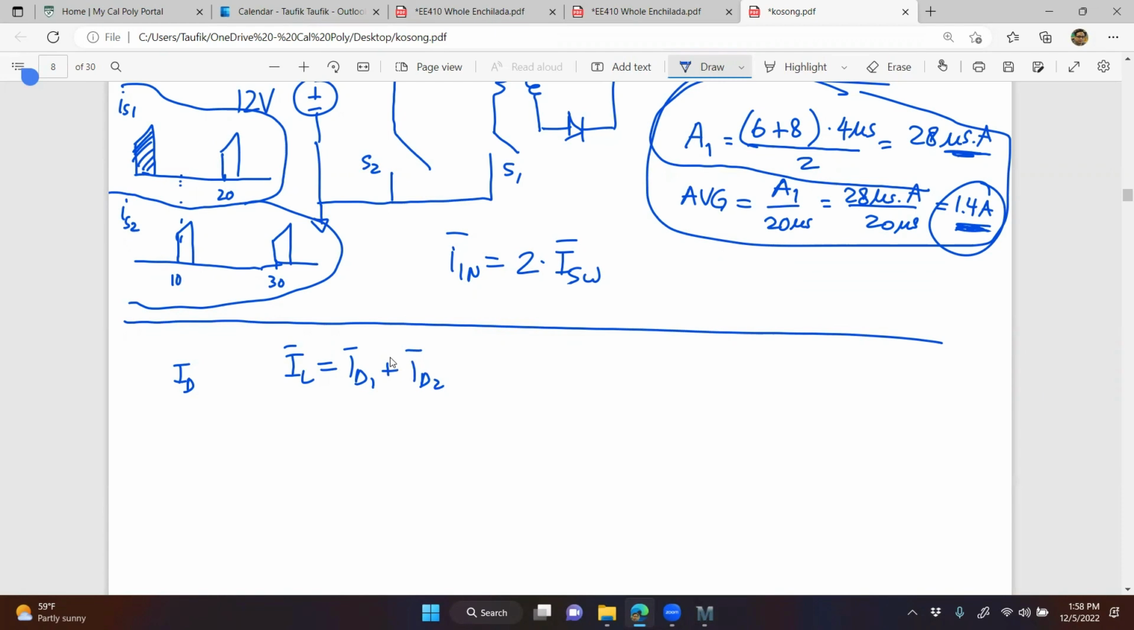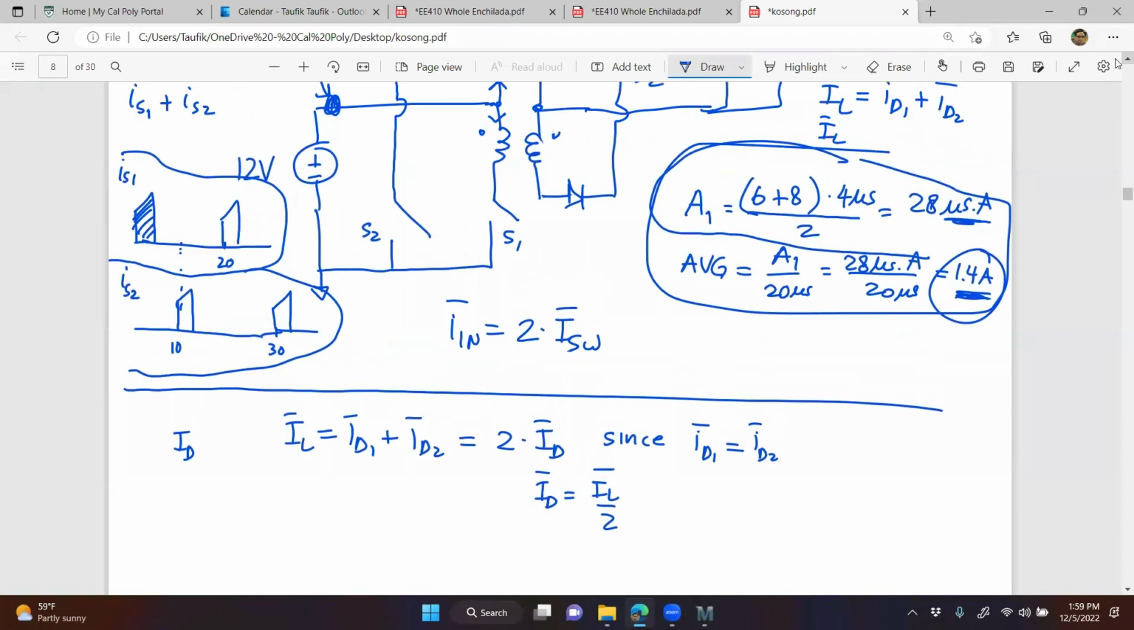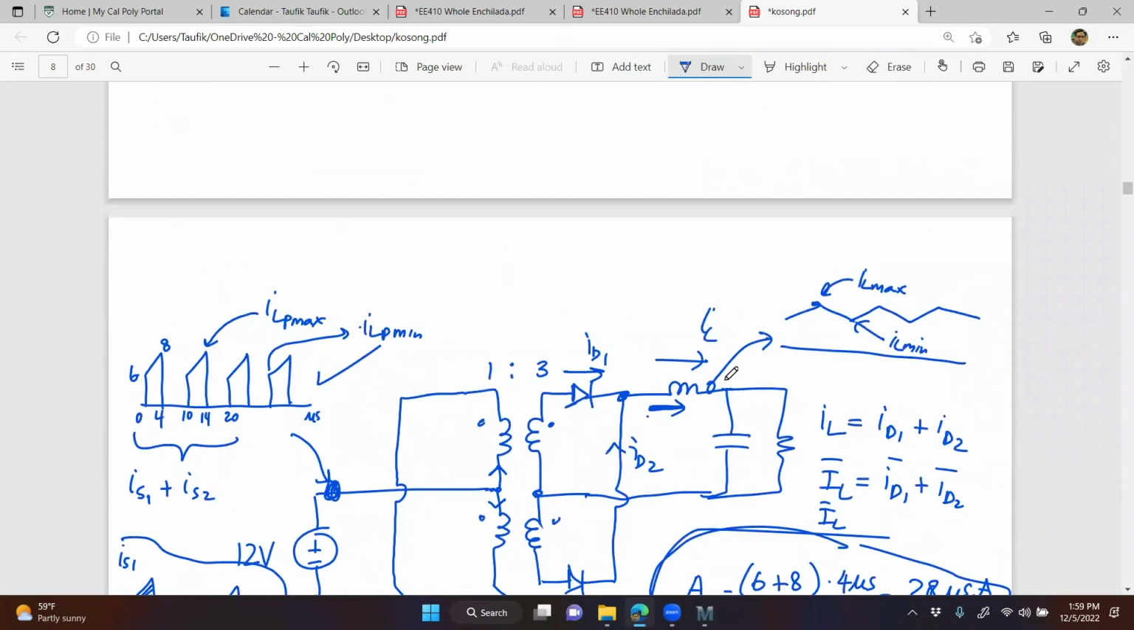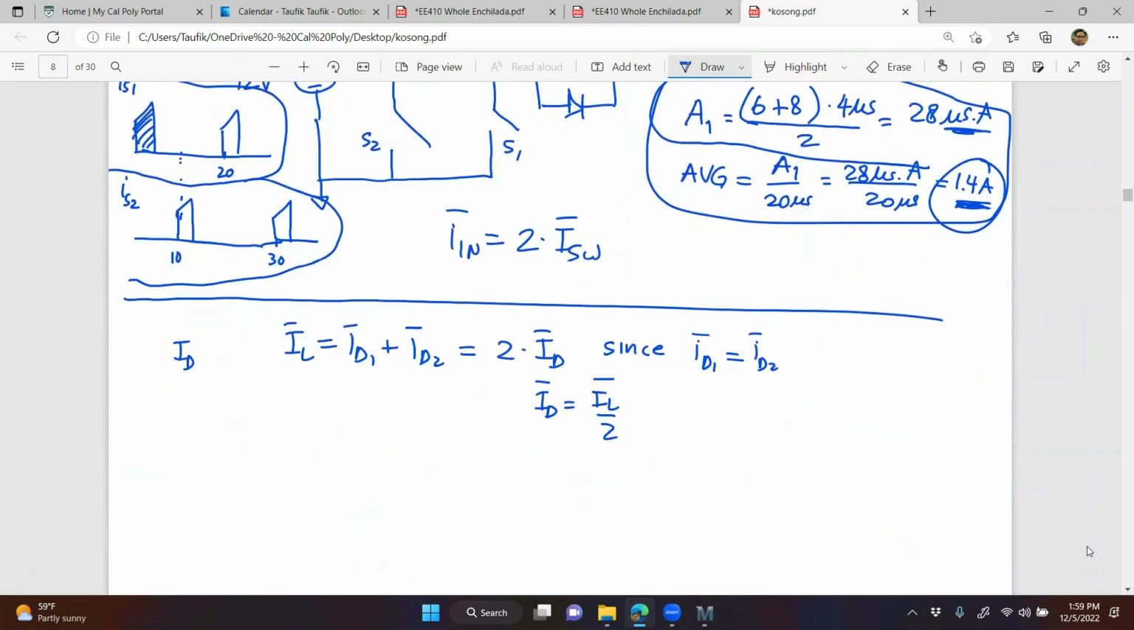But I diode 1 is equal to I diode 2, so it's going to be equal to I diode average. In other words, I diode average is equal to IL average divided by 2. And for a push-pull converter, since it is derived from a buck converter, IL average is the same as I out average.